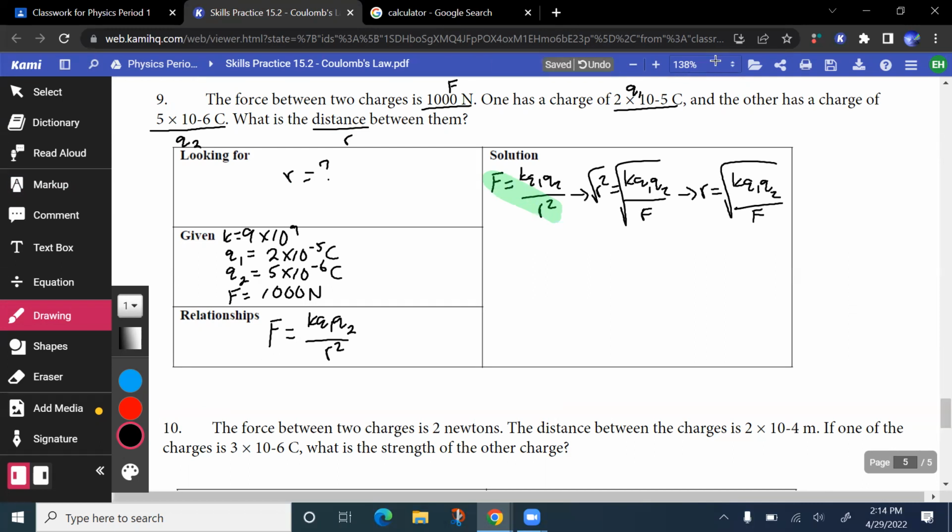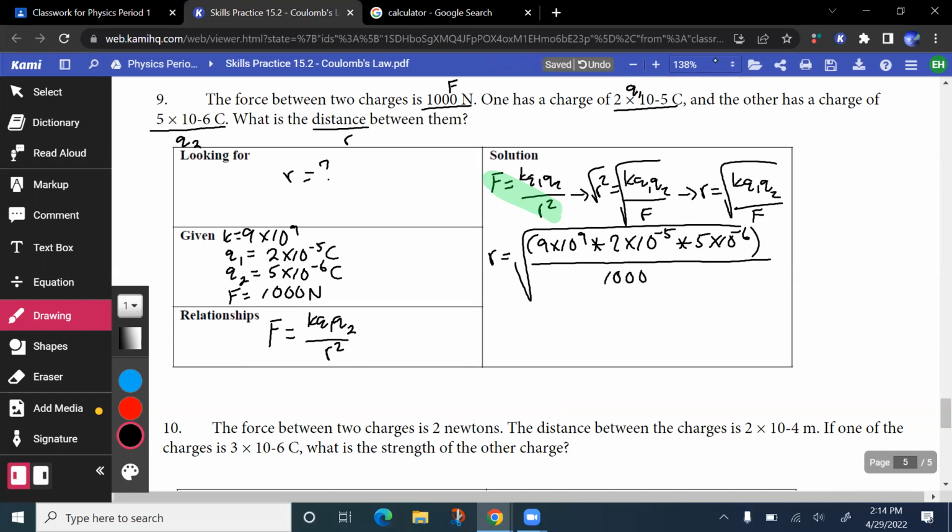Let's plug into this. R is equal to 9 times 10 to the 9 times the first charge, which is 2 times 10 to the negative 5, times the second charge, 5 times 10 to the negative 6, close parentheses, divided by a force of 1,000 newtons. Okay, and then we'll take the square root of that once we're done.